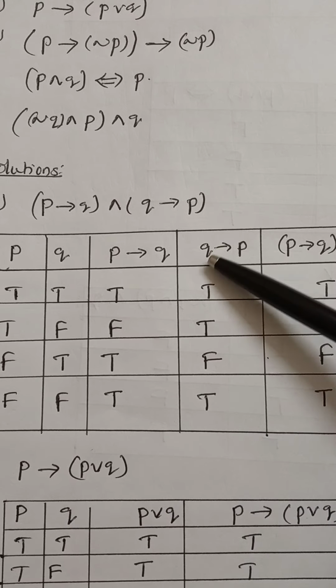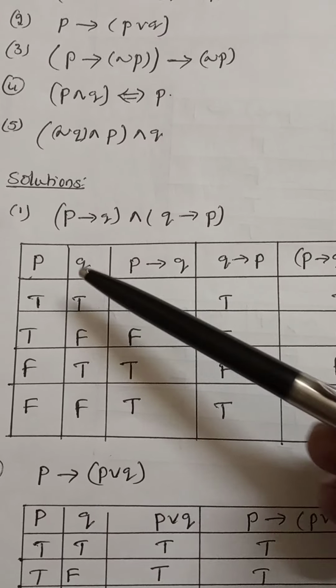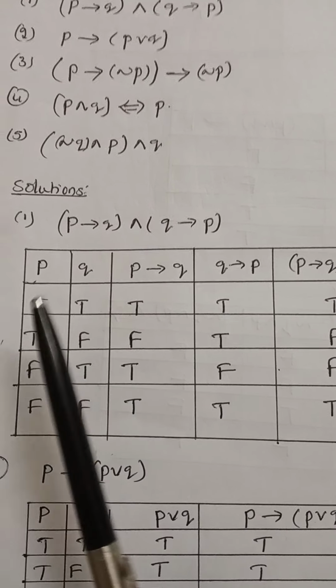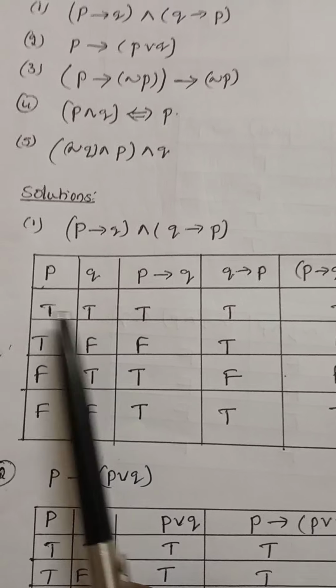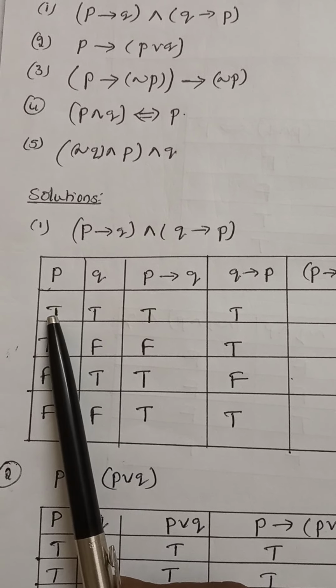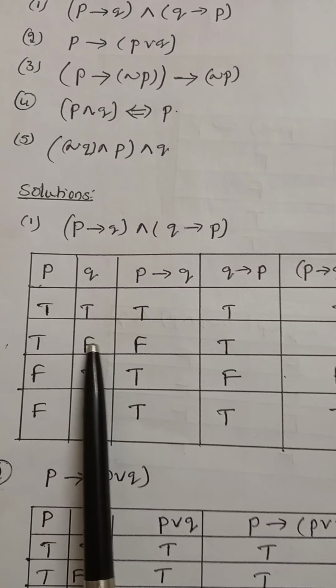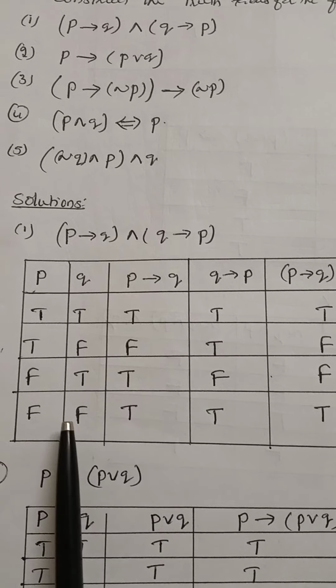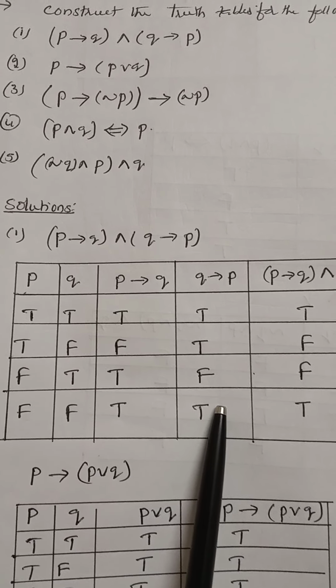Right. Next, Q → P. Q arrow means in this direction. Now for the first one you have to take Q and then P. From here to here, true implies true is true. False implies true is true. True implies false is false. False implies false is true.